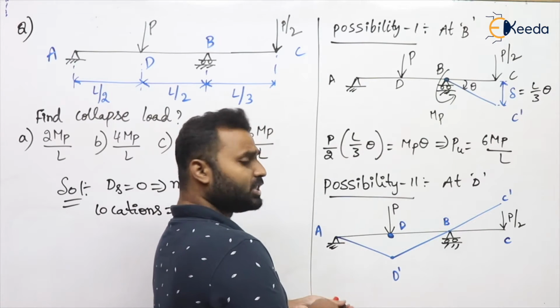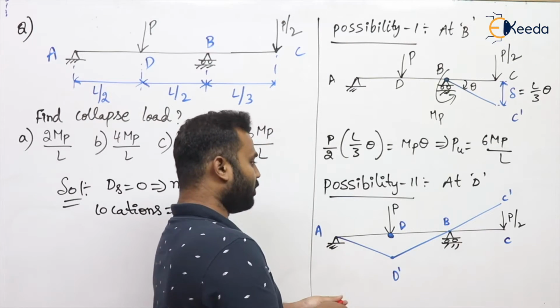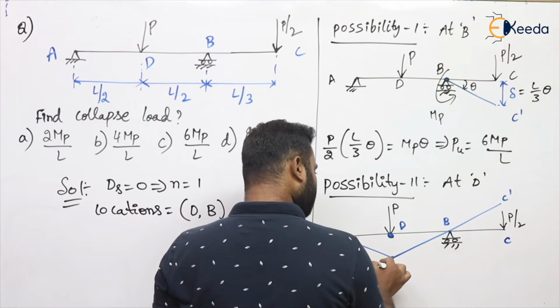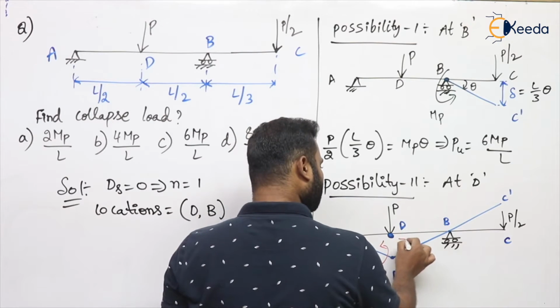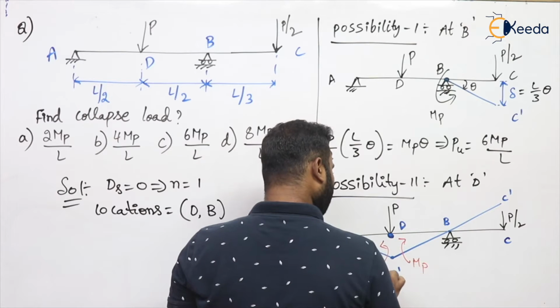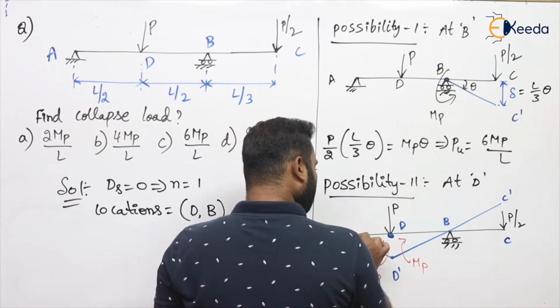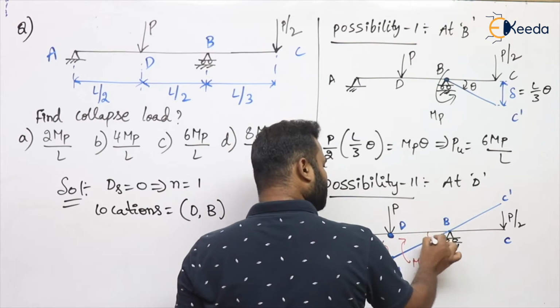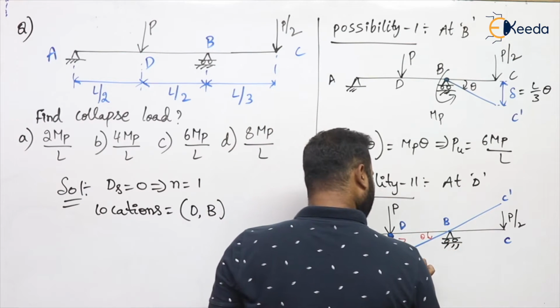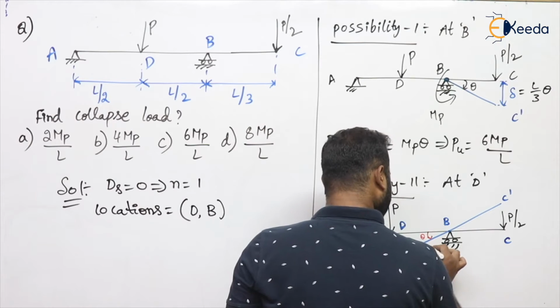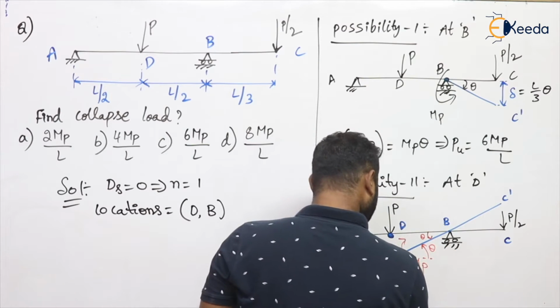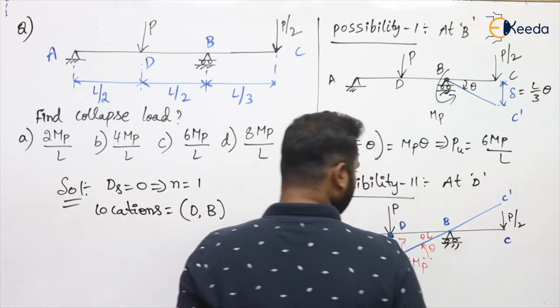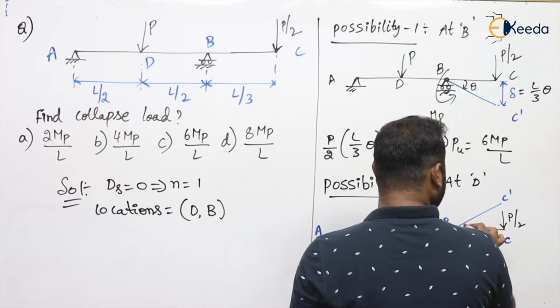Now wherever a plastic hinge is forming, at that location only the plastic moment will develop. So as the plastic hinge is forming here, here itself the plastic moment MP will develop. As the hinge is forming exactly at the center, if this is theta, then this will also be theta. This is also theta, and this is also theta. So from geometry, we can say this is also theta.